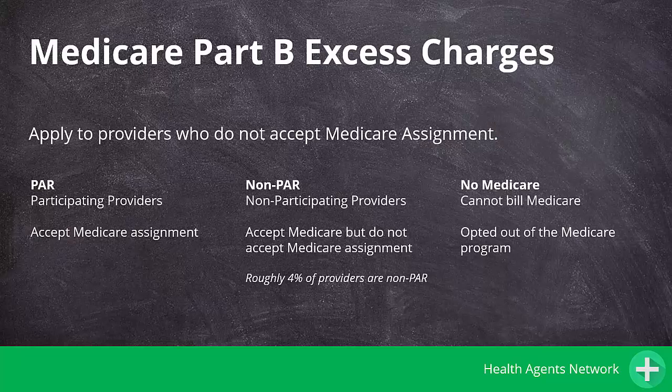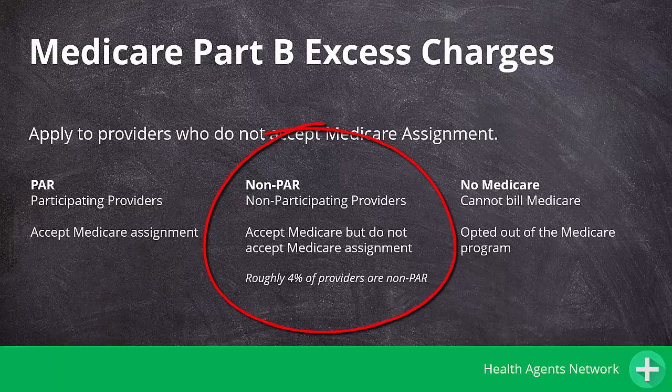Today we're going to look at Medicare Part B excess charges. There are three types of providers when it comes to Medicare. There are participating providers, which accept Medicare assignment, just a regular 80/20 billing after, of course, the Part B deductible. So whatever Medicare's allowable is, they bill the straight 80/20 and life goes on as normal.